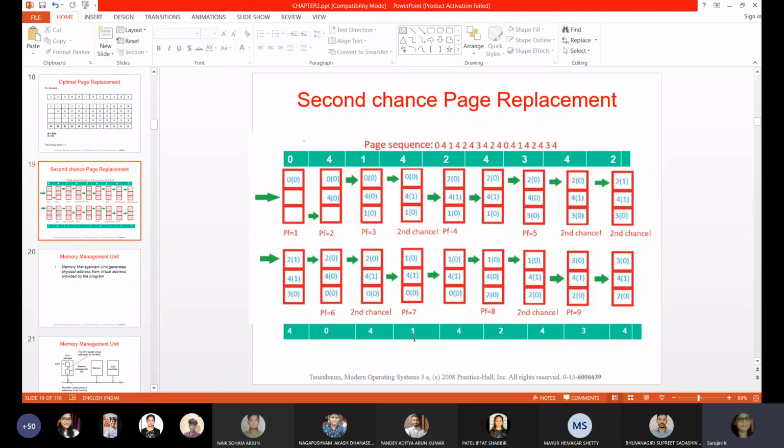Now page number 1 comes. Page number 1 was not there in the main memory, so it is a page fault. If it is a page fault, any one of the pages should be removed. Yes, the page the pointer points to has reference bit 0, so we can remove it. We removed it, then we replace it with page 1 with reference bit 0. The pointer was here, it went here. Now this is the status of the main memory.